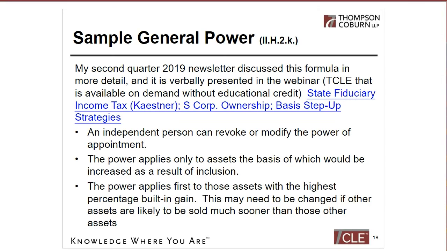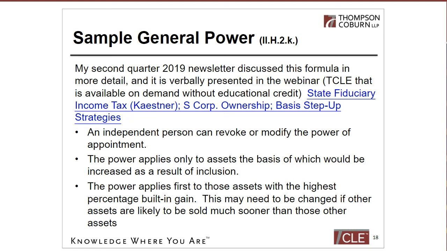Okay, sample general power. So I'm going to just briefly talk about the elements of a good general power. My second quarter 2019 newsletter discussed this formula in more detail, and I verbally discussed it in my TCLE. And again, this is an on-demand webinar. You can just at any time click onto that link that's in my slides, and then you can fast forward to the last part where it has basic setup strategies. What I'm about to go over is all in that 2H, 2K part of my material. So it's there right now. So you don't have to go back to my prior presentation to get it.